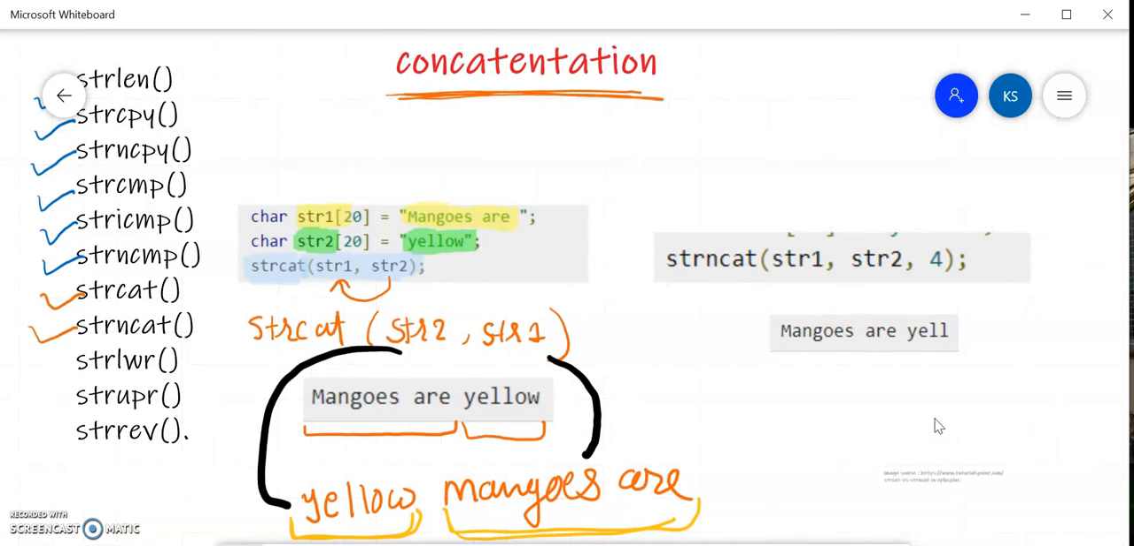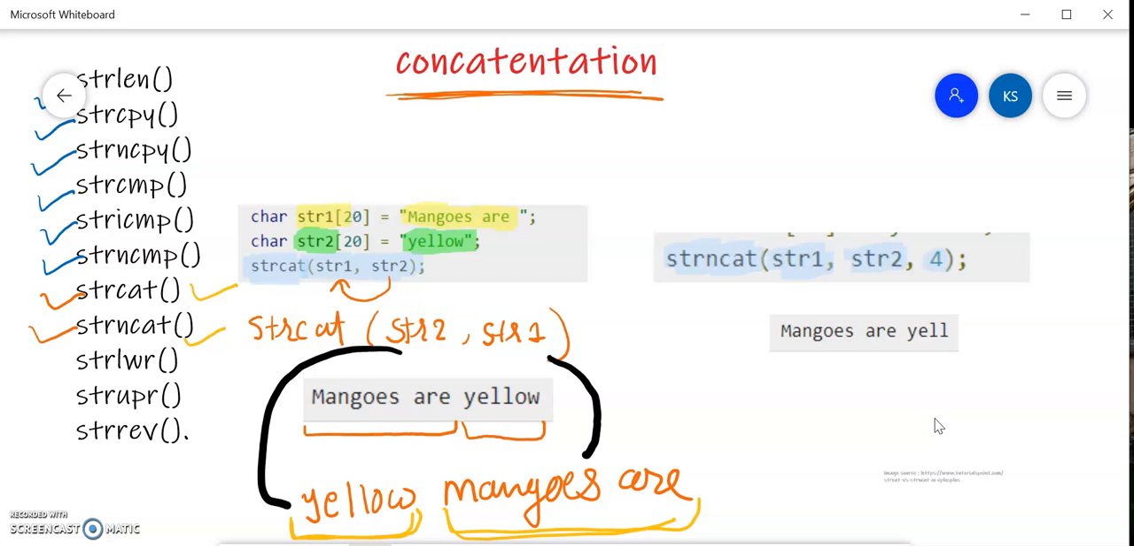So after strcat, the other is strncat. See, here we have strncat. It takes three parameters: string 1, string 2, the source, so both are the source ultimately. So str1, str2, but how many characters do you want to concatenate? Let's say 4, meaning any integer value you can provide.